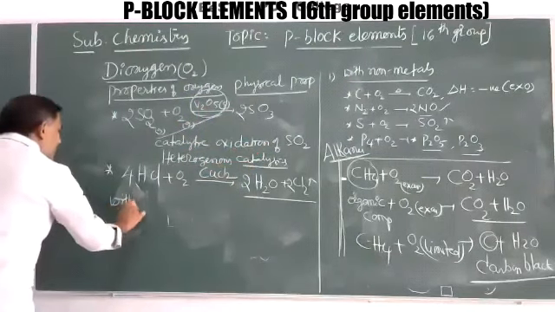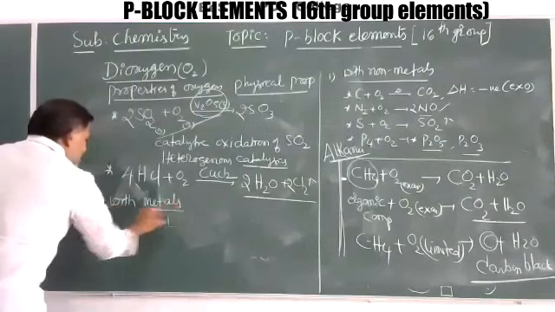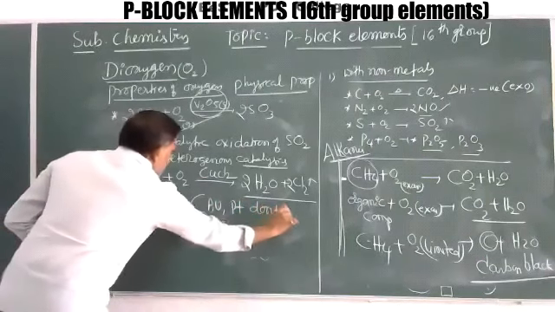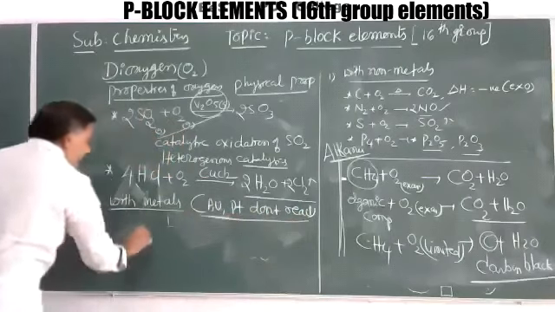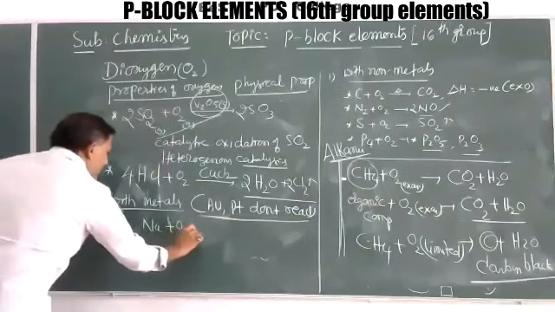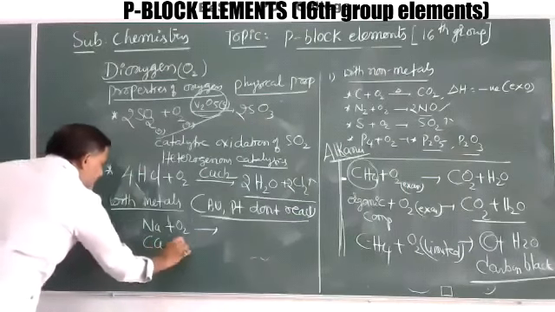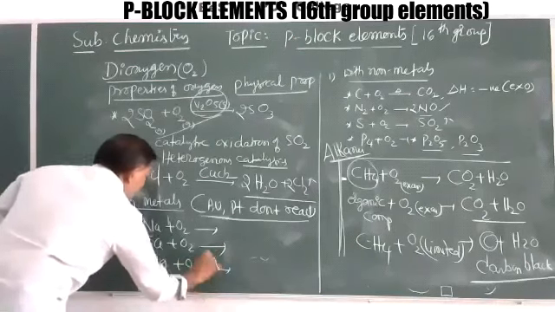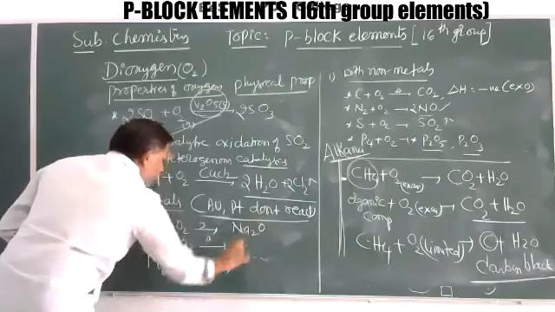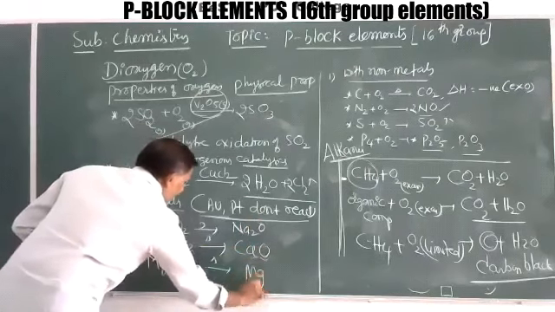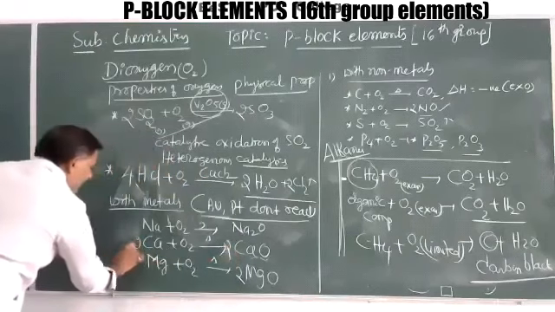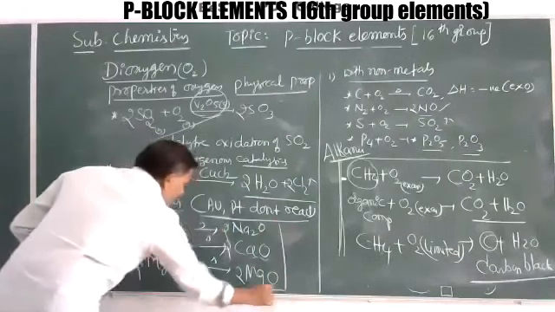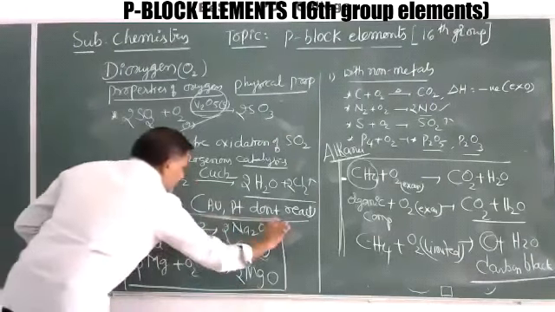Next one is with metals. Gold and platinum do not react with oxygen, whereas sodium reacts with oxygen. Calcium reacts with oxygen. Magnesium reacts with oxygen on heating. It gives Na2O, CaO, MgO like this. Balance them, 2 moles, 2 moles, and you will get it.